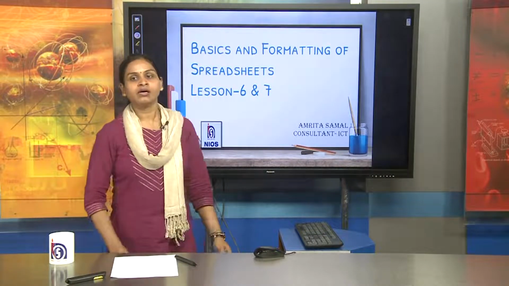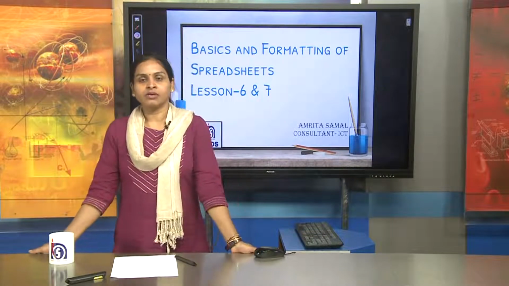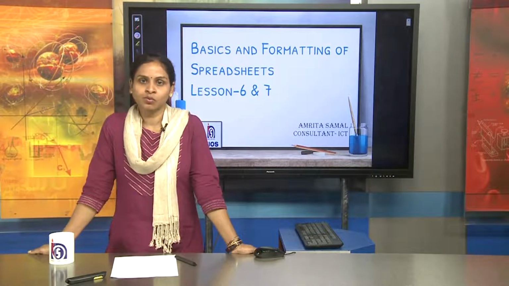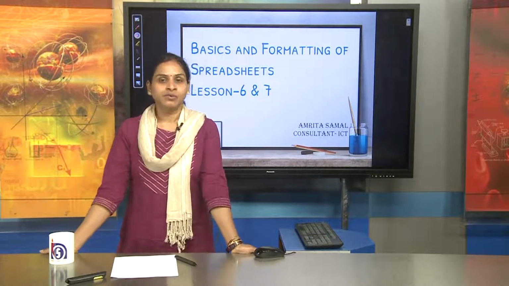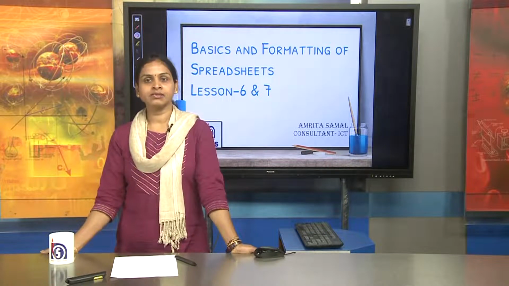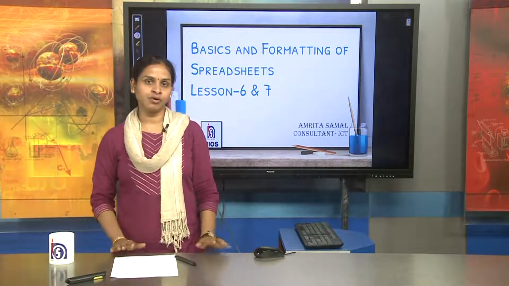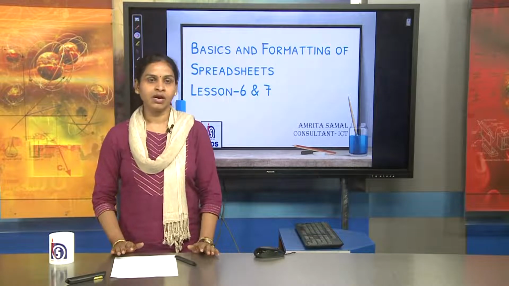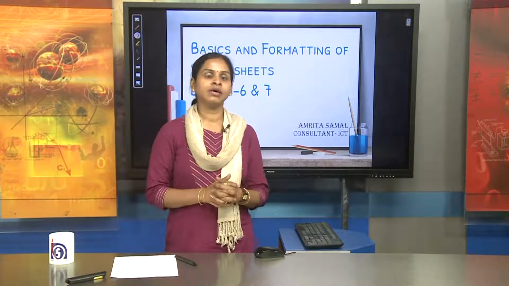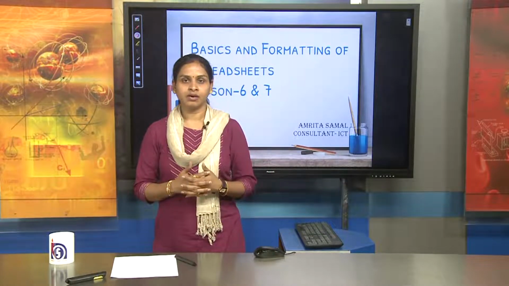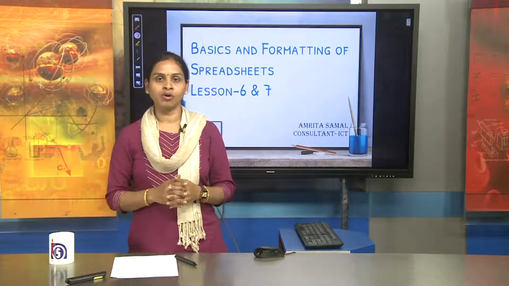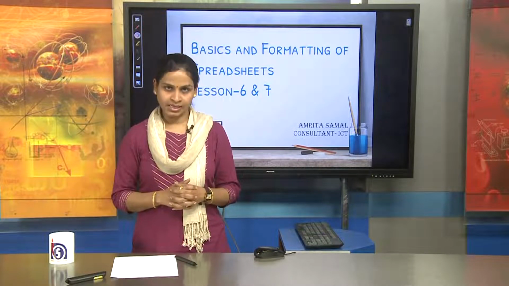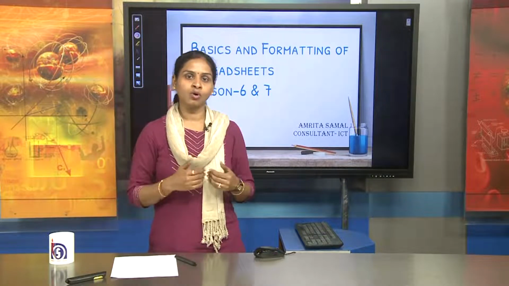So first, let's discuss what a worksheet is. A worksheet is nothing but a combination structure of rows and columns. We can also say a worksheet is a structure where there are rows and columns. Then the intersection of rows and columns is known as a cell. A worksheet is also known as a spreadsheet.